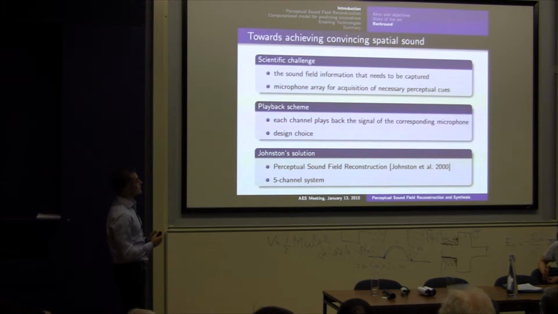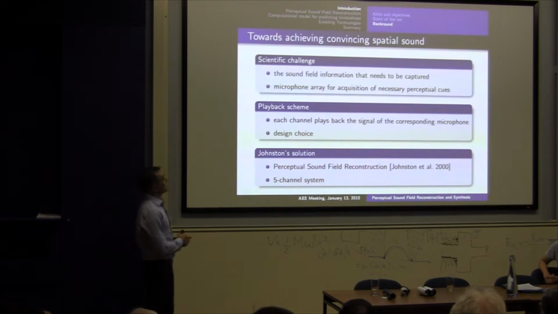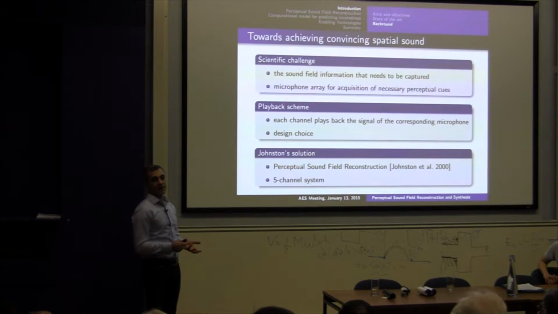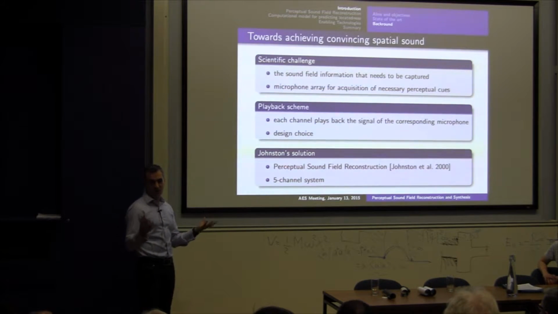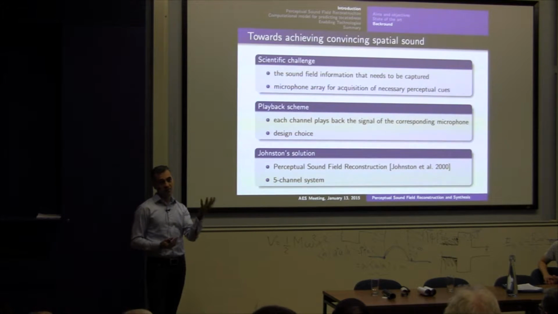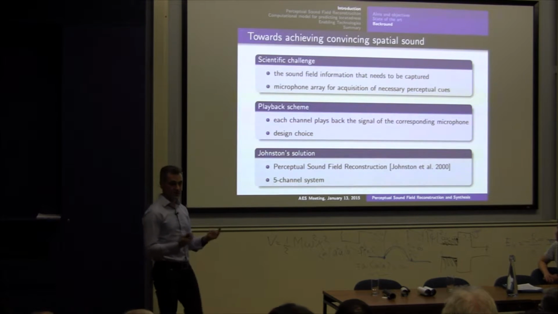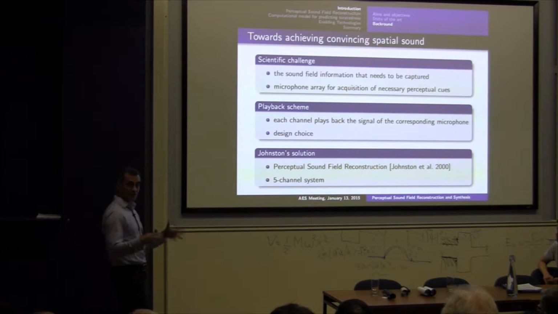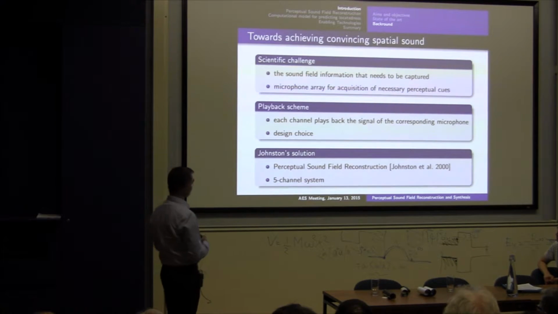So towards achieving convincing spatial sound, the main scientific challenge that needs to be overcome is to decide what it is about the sound field that we need to capture. That boils down to what the microphone array is going to be, and how to design that microphone array to acquire all the information that we need from the sound field, in order to then enable reproduction of that sound field in a way which is going to sound very convincing and feel as if transposed back to the space where we are.